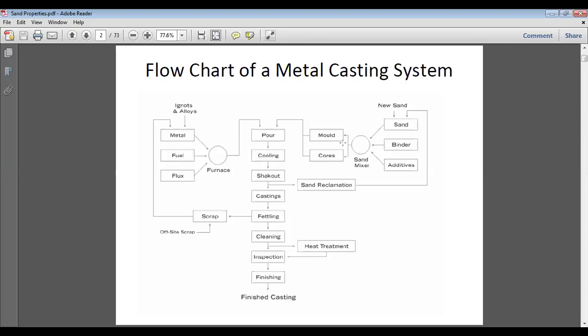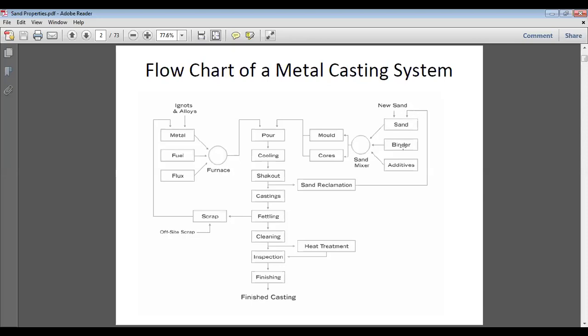For making the mold and cores, we need three basic constituents. First is sand, then another is binder, then additives. Sand is the basic material, the core material that is used for making mold and cores also. This sand is dry and will not stick together and will not hold a solid shape. So for that, a binder is mixed into that sand.